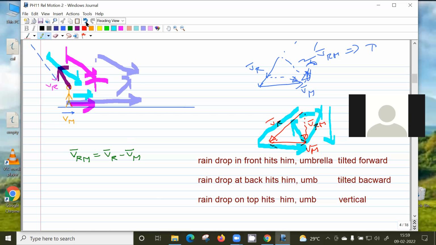Because in the third case, this man has to travel this much distance, no? So VM is larger compared to VR. So here, instead of adjusting VM, I adjusted VR. Both are the same. Even if you keep VR fixed and adjust this VM value, you will get the same result.